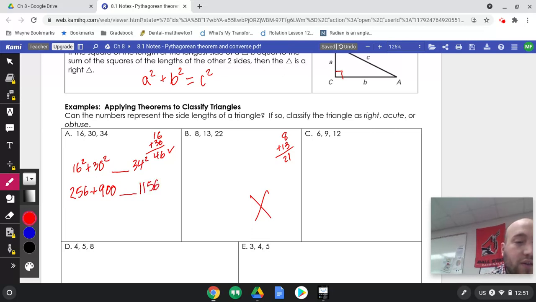Okay, so now we add those two together. We get 1156 equals 1156. Because of that right there, they are equal, which means what kind of triangle is it? It's a right triangle.